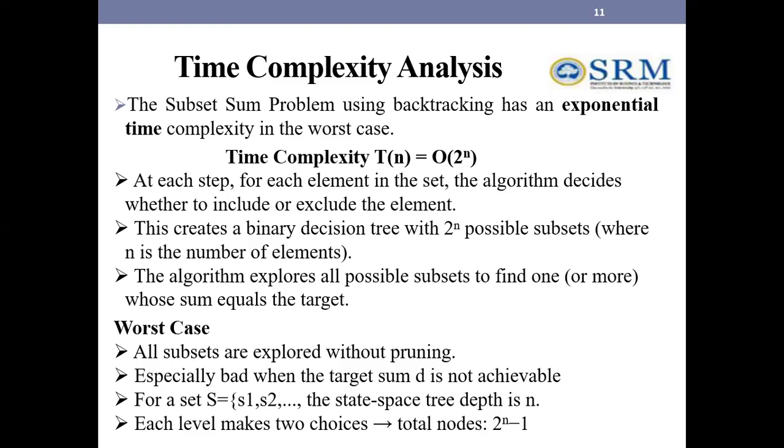For a set S, S1 to Sn, the state space tree depth is n, because n number of elements, so n number of levels. Each level has two choices, so total nodes is 2 power n minus 1. At each level, there are two choices, whether we add or we do not add. So every level makes two choices. So the time complexity will be 2 power n minus 1.